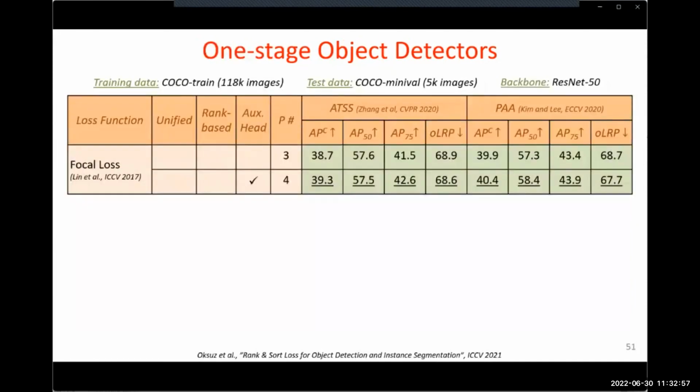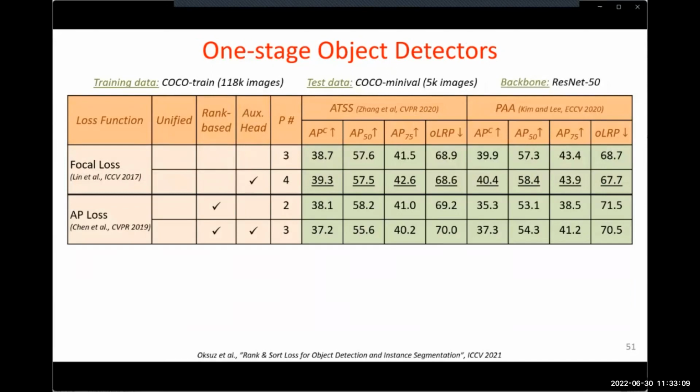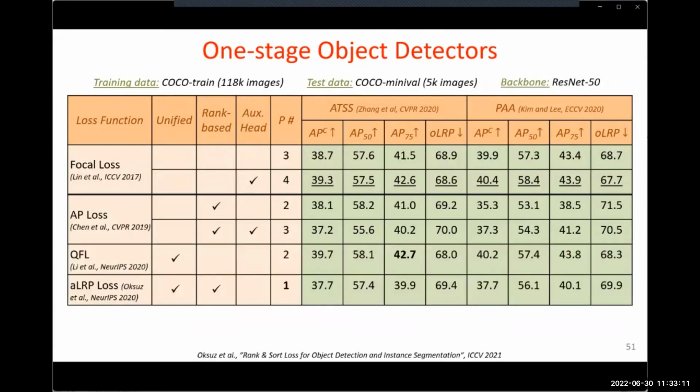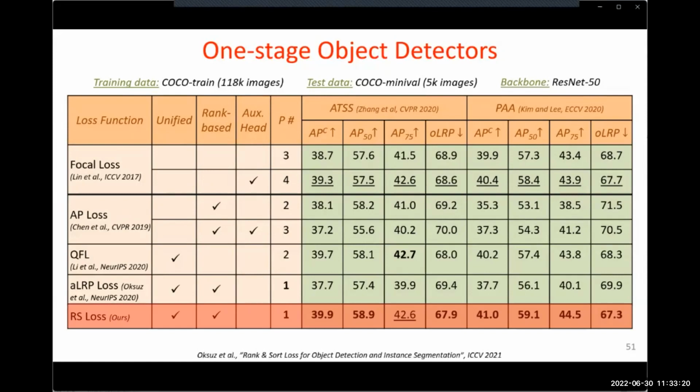It can also be used on one-stage object detectors, ATSS and PAA, which essentially differ in positive-negative assignment. Comparing it with focal loss, AP loss, quality focal loss, and average LRP loss with or without auxiliary heads shows that it outperforms its ranking-based counterparts and performs similar to quality focal loss with a smaller number of hyperparameters.